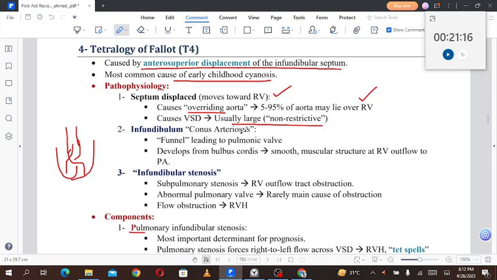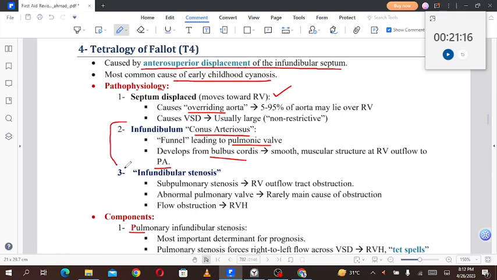Infundibulum, conus arteriosus, is the funnel leading to the pulmonic valve. That is the infundibulum. It develops from the bulbus cordis. It is a smooth muscular structure of the right ventricle, the outflow to the pulmonary artery. So this is normal physiology. Infundibulum, conus arteriosus, funnel leading to the pulmonic valve, developed from the bulbus cordis, a smooth muscular structure of the right ventricle, outflow to the pulmonary artery.